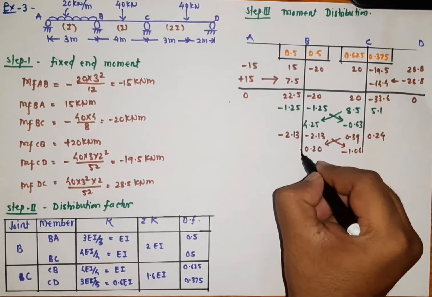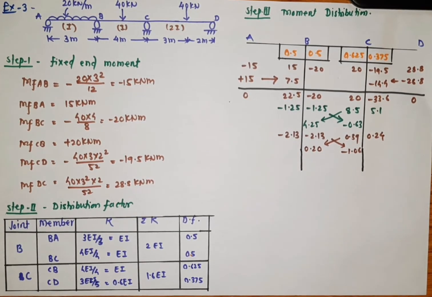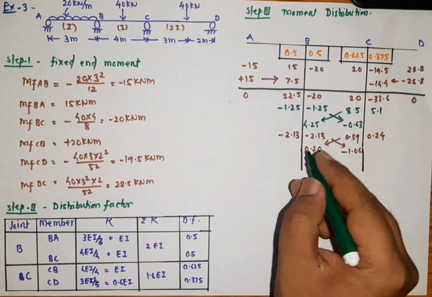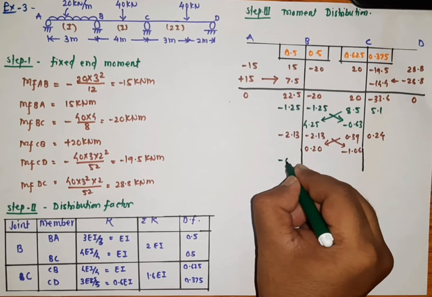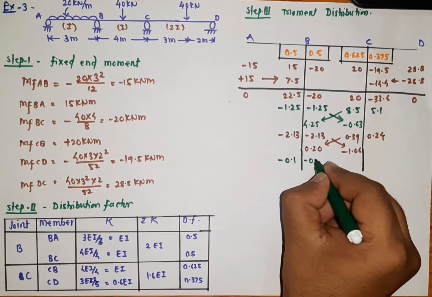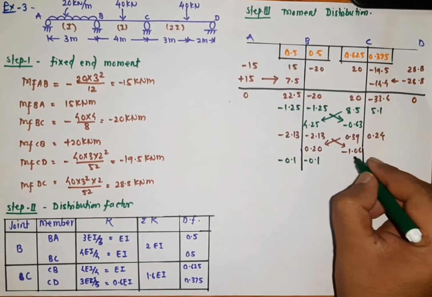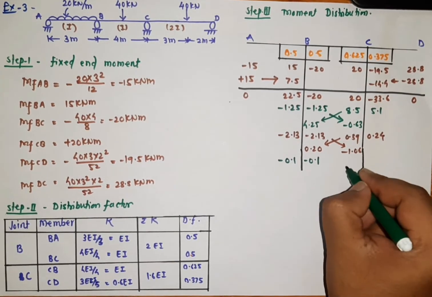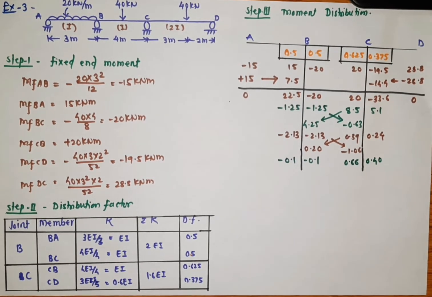We have to repeat the process until we get an answer in 0 point something. So 0.20 multiplied by 0.5, we will get the answer. Now it is almost 0 point something. So minus 0.1. This is minus 0.1, 0.20 multiplied by 0.5, and minus 1.06 multiplied with 0.625, the answer will be 0.66 and 0.40, which completes almost our problem.